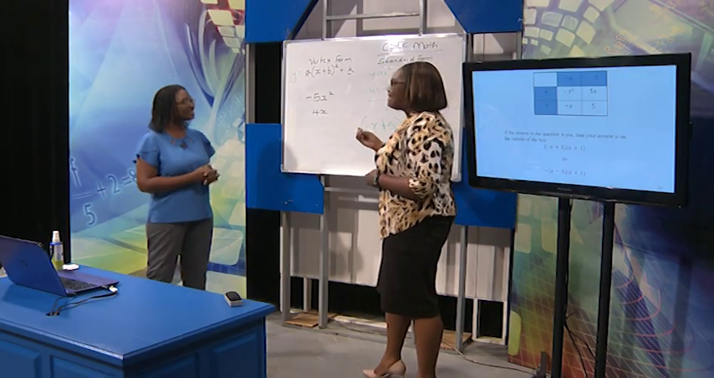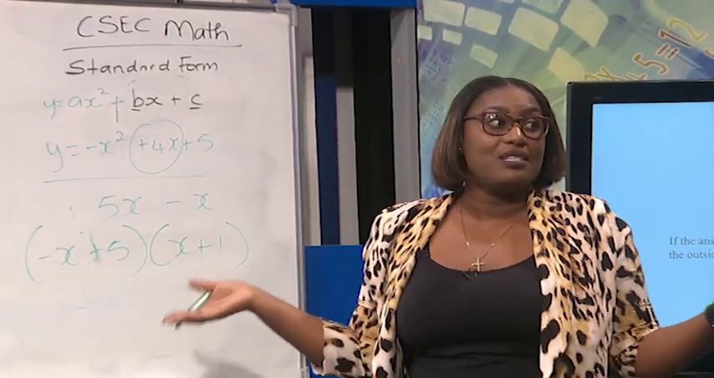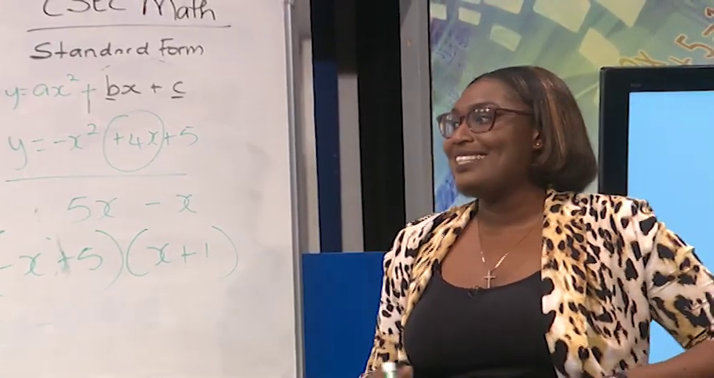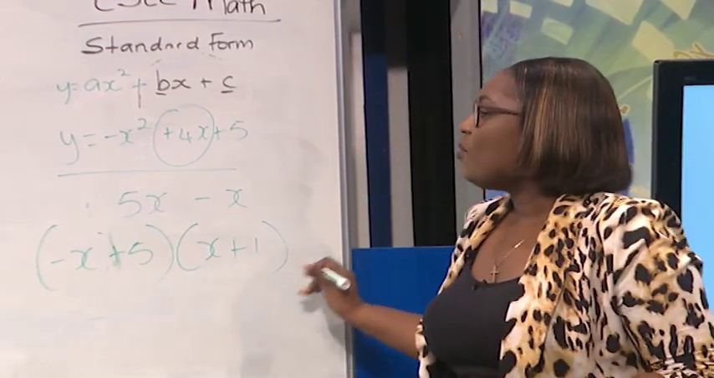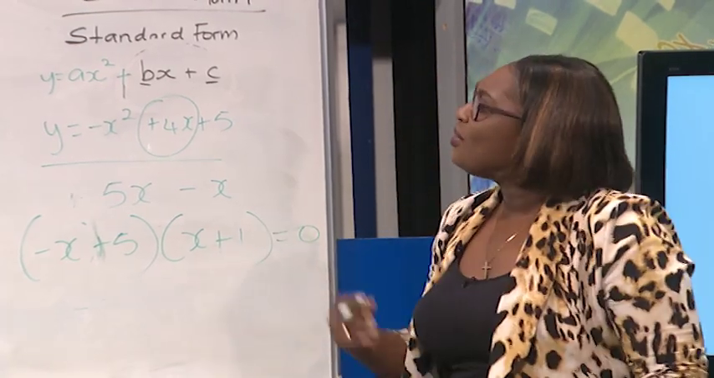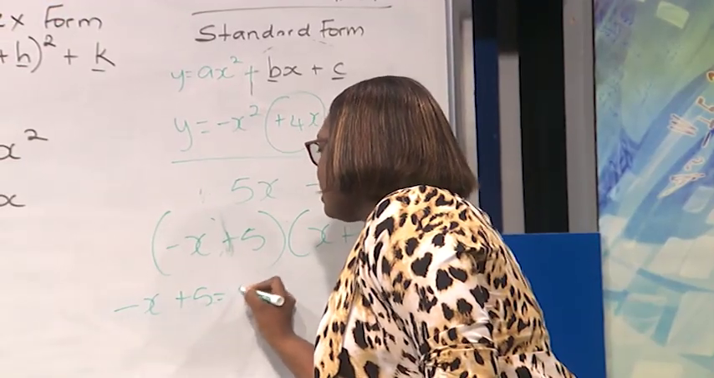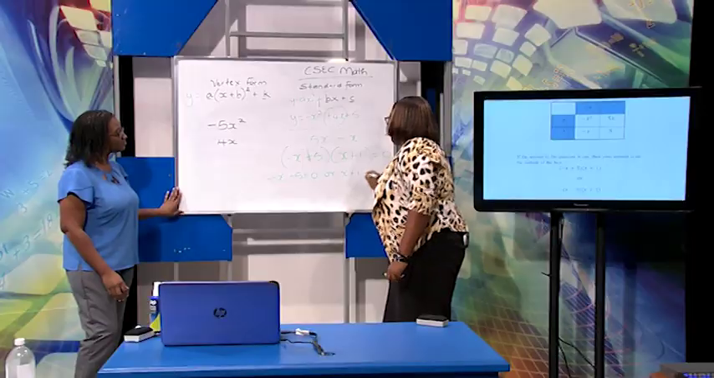When we're talking about the x-intercept, what is happening with y? When the graph cuts our x-axis, what happens to y? Y is equal to 0. So if I wanted to find the exact points on my graph where y is 0, I would have to equate my factors to 0. So let's find those exact points now. Negative x plus 5 is equal to 0, or x plus 1 is equal to 0. So let's solve again for x.